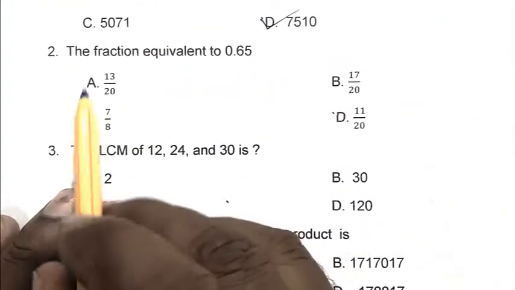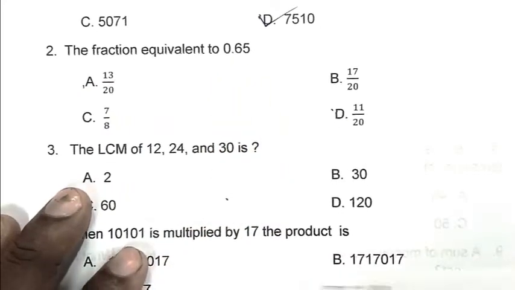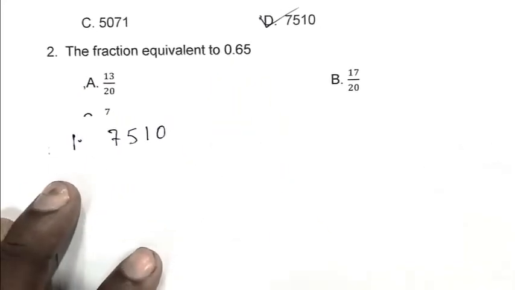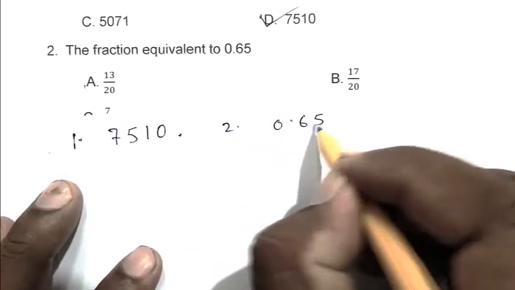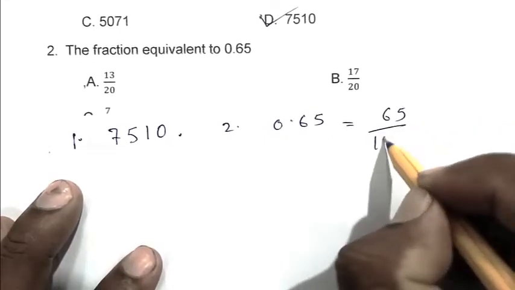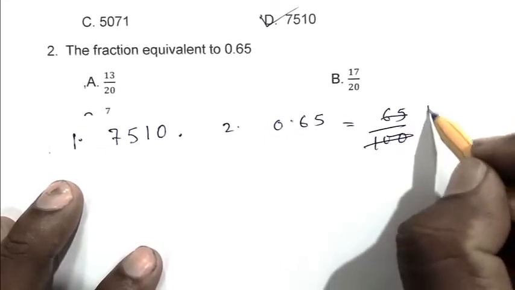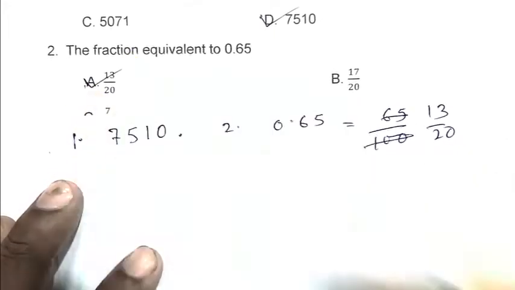Question number 2. The fraction equivalent to 0.65. Eliminating the point we get 65 by 100, that is 13 by 20. So A is the right answer.